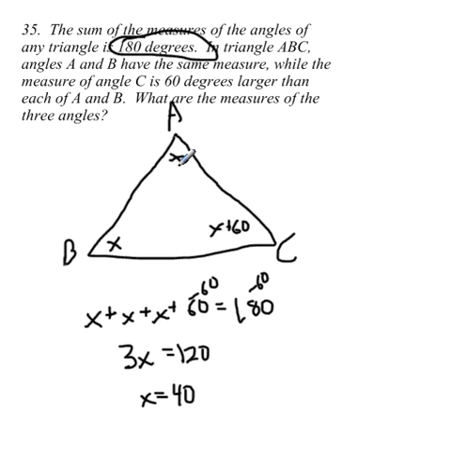It's important in these to go back and reread what you're actually trying to answer. What are the measures of the three angles? So I'm going to do that in a separate step. Angles A and B will equal 40 degrees, which is just x. And then angle C, I need to add 60 to it, x plus 60, so 40 plus 60 gives you 100.